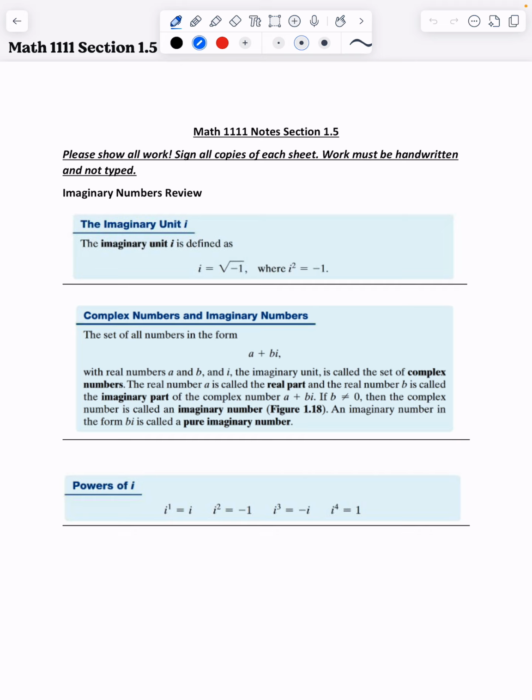I've also copied from the textbook some basic powers of i. The biggest thing that you need to know is that i squared is equal to -1. So we will be using that in the next few weeks.